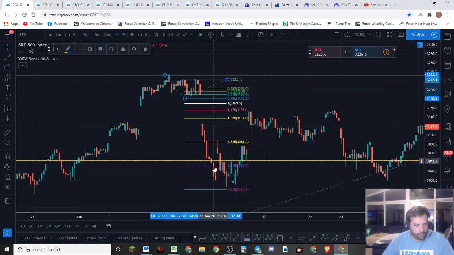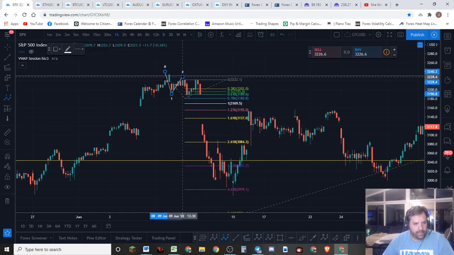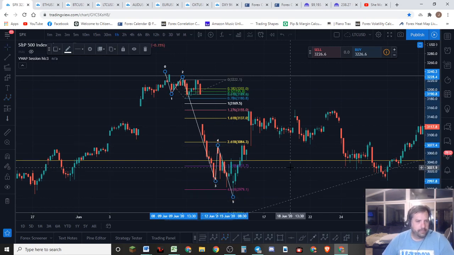So this wave came all the way down to the 3618. This looks like an impulse wave to me. 1, 2, okay, 3, 4, and 5. Okay, that's the way I'm looking. So that's a 5-wave impulse. That is not a 3-wave.